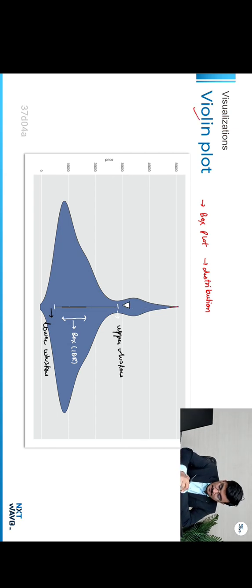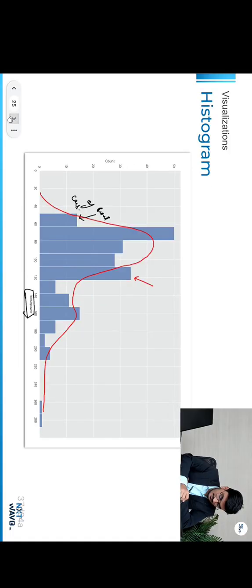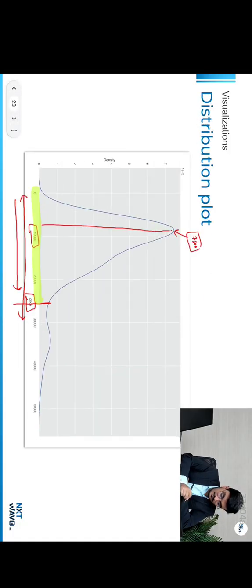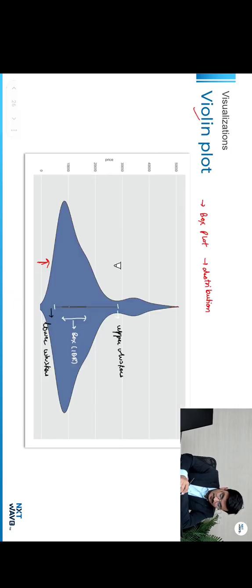This curve represents the distribution that we already saw here. For price, we have this distribution. This is the same thing represented with this curve in the violin plot, and this small dot in the middle represents the median price. So this is how a violin plot combines the functionalities of both box plot and distribution plot to give us a deeper insight into our data.